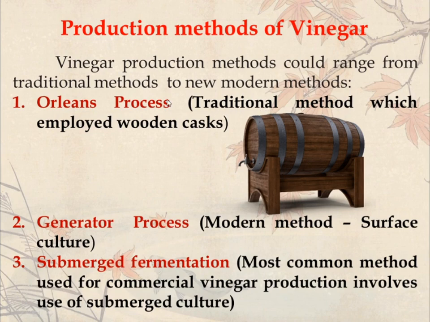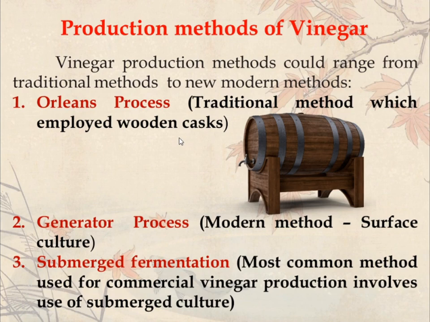And in this method, wooden casks are employed for the production of vinegar. Here you can see the diagram of a wooden cask. It looks somewhat like this. Now we will discuss the Orleans process in detail. This method involves the fermentation of vinegar inside a container, which is called a wooden cask.